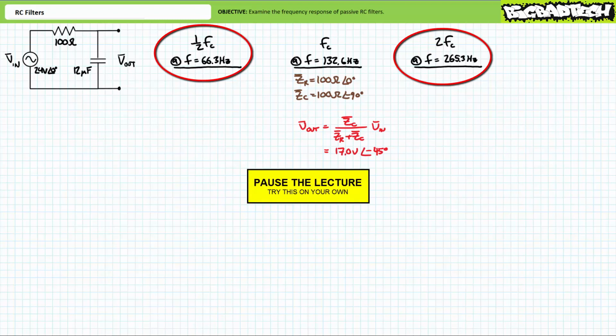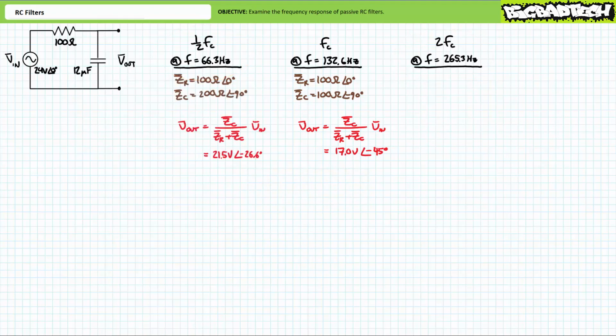By all means, pause the lecture and try this on your own. If you're tracking, you should obtain the following results. At the reduced excitation frequency of 66.3 Hz, the 100 ohm resistor still presents an impedance of 100 ohms at an angle of 0 degrees. At the reduced excitation frequency of 66.3 Hz, the 12 microfarad capacitor now presents an increased impedance of 200 ohms at an angle of negative 90 degrees.